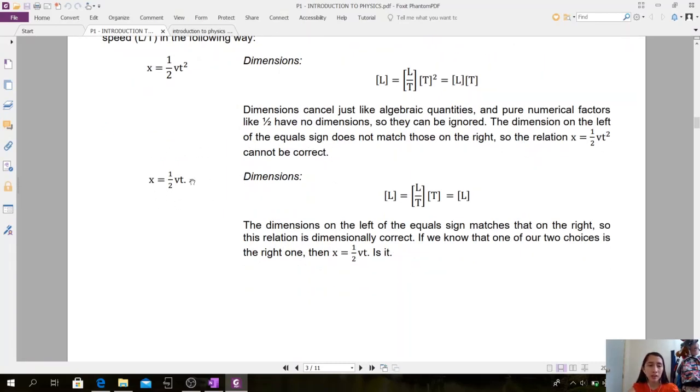As for the other one, x is equal to 1/2 vt. So, again, we'll have L for the dimension of x, which is the distance traveled by the car. Again, 1/2 is dimensionless. And the speed v, that is L over t. And time t. So, canceling out, we are left with L, which is consistent with this one. So, we can say that the correct formula is x is equal to 1/2 vt.